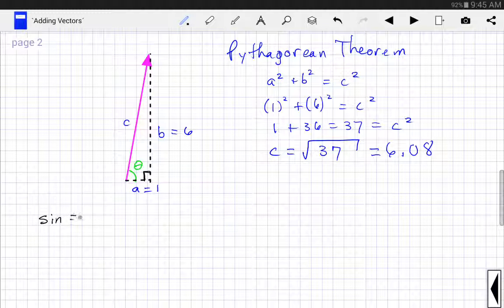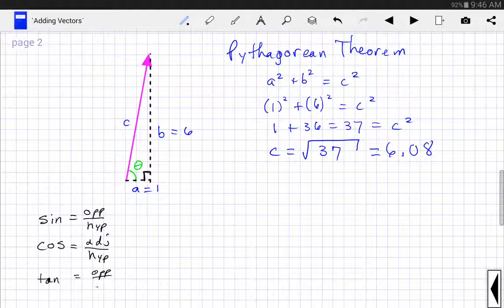Sine is equal to opposite over hypotenuse. Cosine equals adjacent over hypotenuse. And tangent equals opposite over adjacent. Now, something I didn't write is you really need to have angles. Sine is a function, but you need to have the angle. So it needs to be sine theta, cosine theta, and tangent theta equals opposite over hypotenuse, adjacent over hypotenuse, and opposite over adjacent.